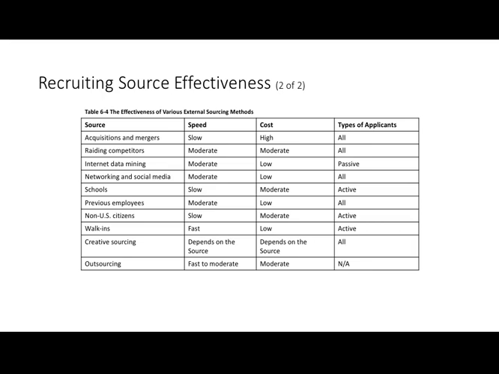Walk-ins, of course, are very fast, they're low cost, but you're only going after active job seekers, not passive job seekers. So again, make sure you hold on to this list. Make sure you refer to this list. And as you're thinking about developing recruiting plans, be aware of those three criteria: the speed of resources, the cost of the resources, and whether or not you get active or passive or both recruits in that process.